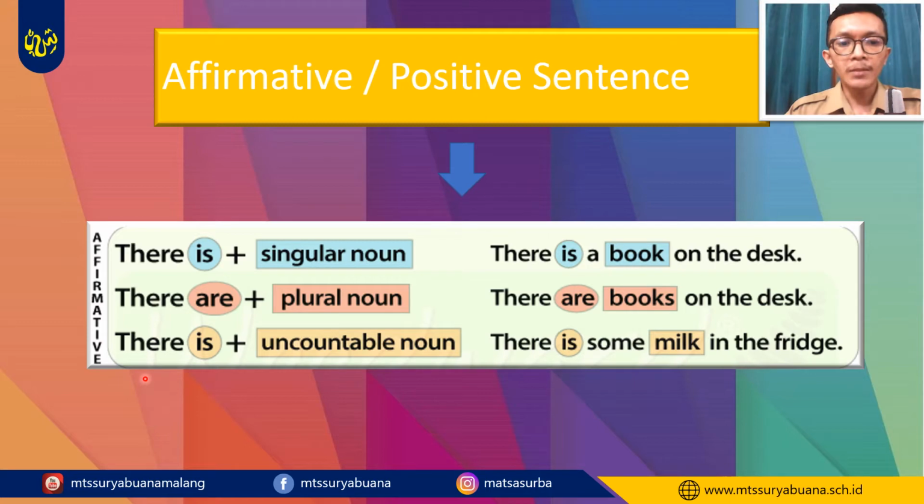And then the last one: there is plus uncountable noun. The example is there is some milk in the fridge. The uncountable noun here is milk, because we cannot count the milk, right? So milk here is called an uncountable noun. There is some milk in the fridge. So if you want to make a sentence using an uncountable noun, you can use is. There is some milk in the fridge.